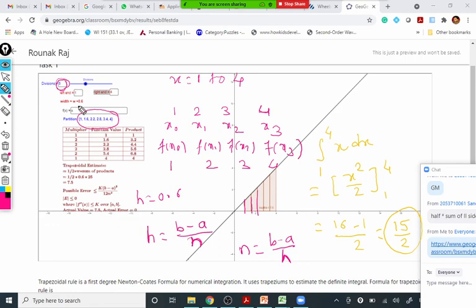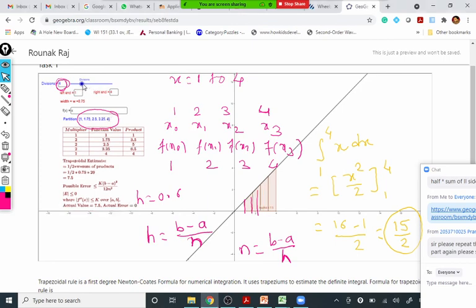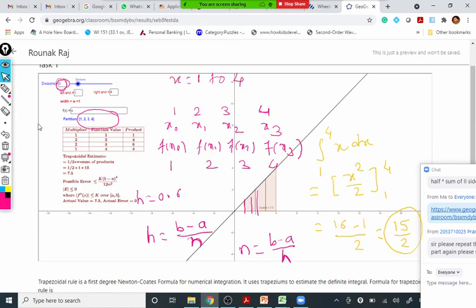If we change things here, say we want only 1, 2, 3, 4, how many divisions should we take to get 1, 2, 3 intervals? You'll observe how many sub-intervals there are. This is 1, this is 2, and this is 3. So I will take the divisions as 3. Can you see now? Here the divisions are 3.